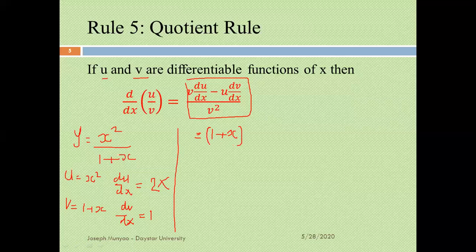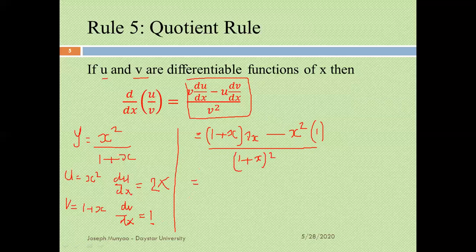When I replace this in this big formula, my v as a function is 1 plus x. And it is being multiplied by du dx, which is 2x. Plus, sorry, minus u. My u as a function is x squared. Then dv dx is 1 here. So before you simplify, divide by v squared. v squared is 1 plus x, so this we square.